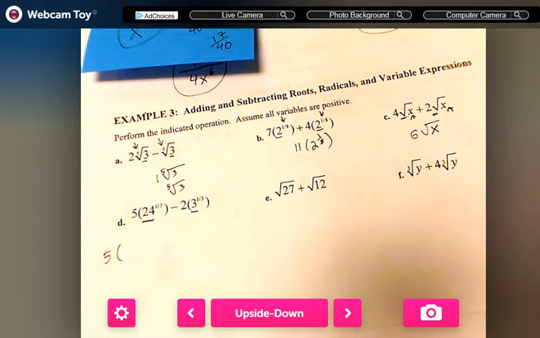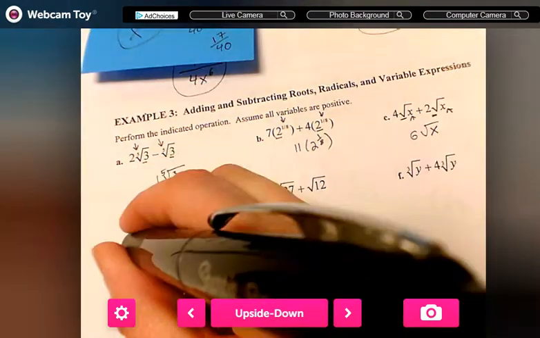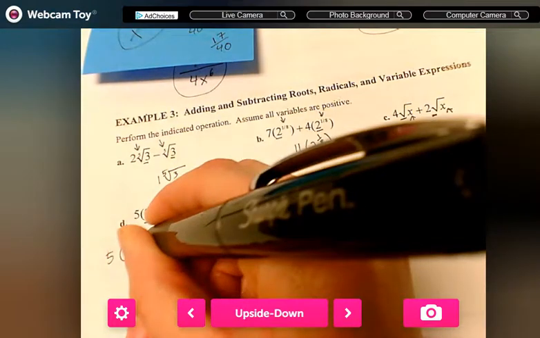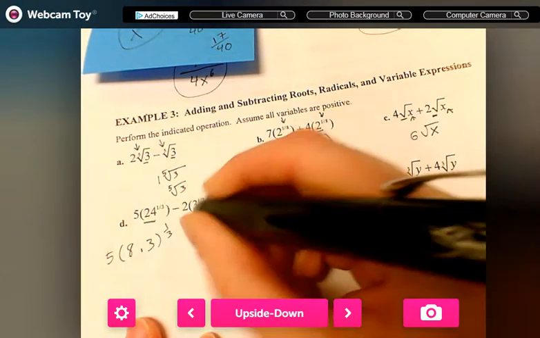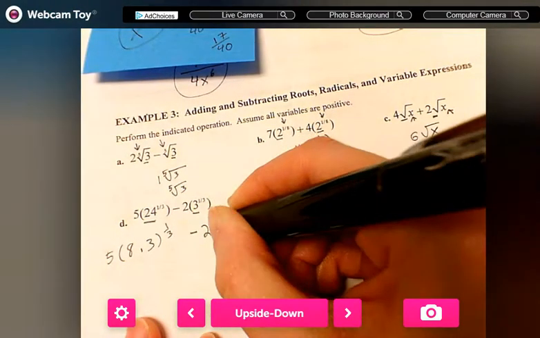Okay, so let's think of factors of 24. We've got 1 and 24, which is not going to help us, right? 2 and 12. Is there any number that if I multiply it 3 times I get 12? No. So 2 and 12 isn't going to work. What about 8? What 3 things can I multiply to give me 8? 2. 2 times 2 is 4 times 2 is 8. So that one works. So we got 8 times 3 to the 1/3, and I'm just going to bring down minus my 2 times 3 to the 1/3.